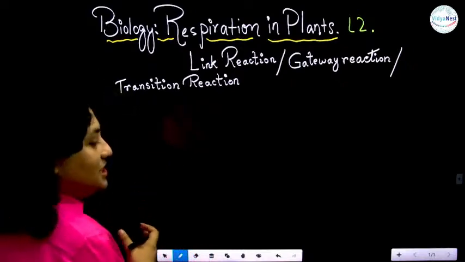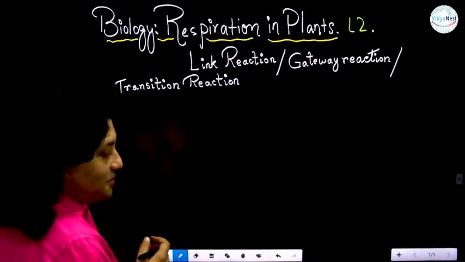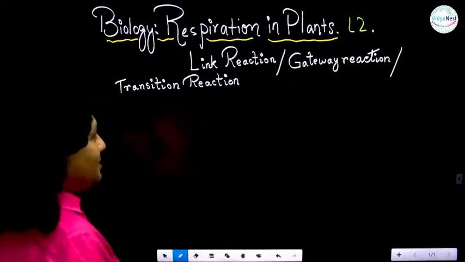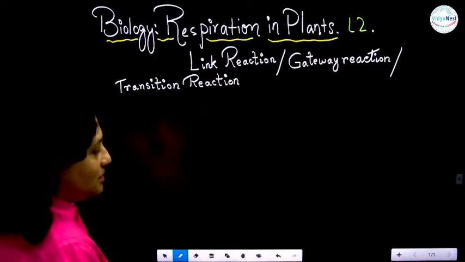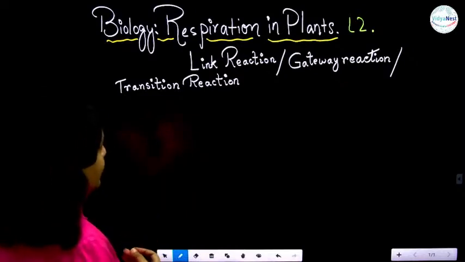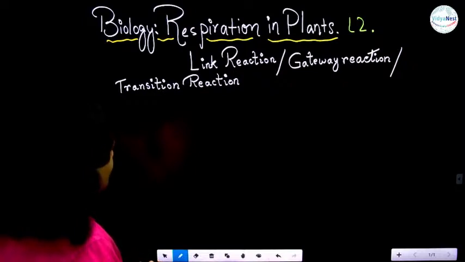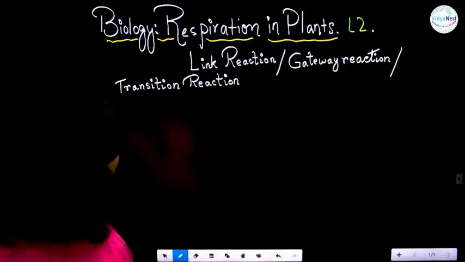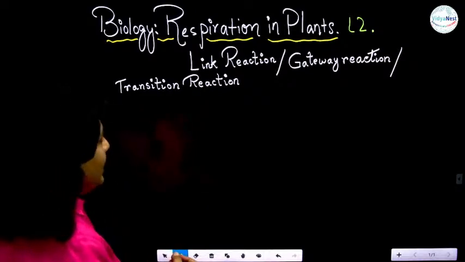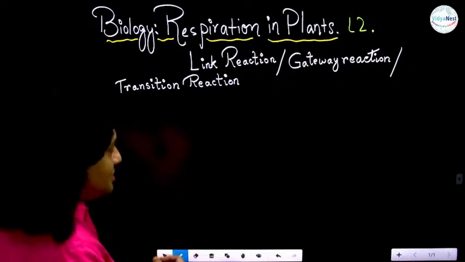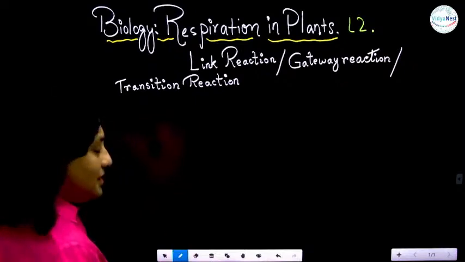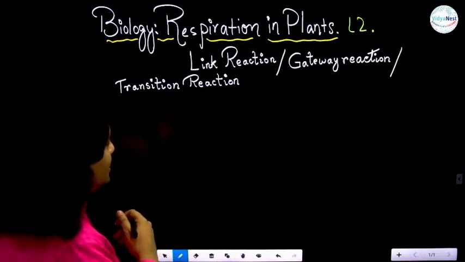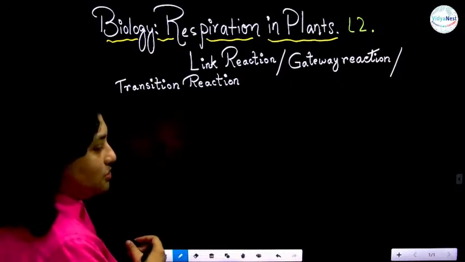So last day we completed glycolysis, and we ended with the most famous thing, pyruvate. Now, if pyruvate is formed, there are two different ways. If oxygen is not available, it will undergo anaerobic respiration, which we have discussed, forming ethanol and lactic acid. So today, if oxygen is available, what is going to happen to pyruvate?